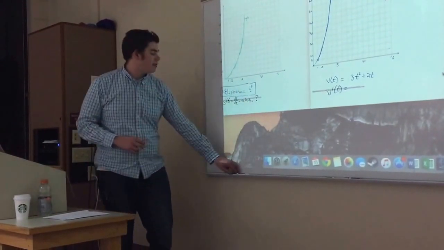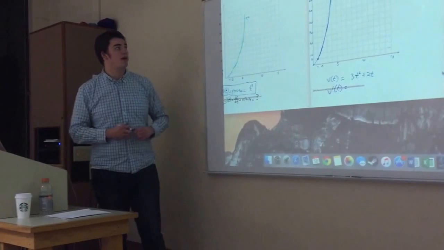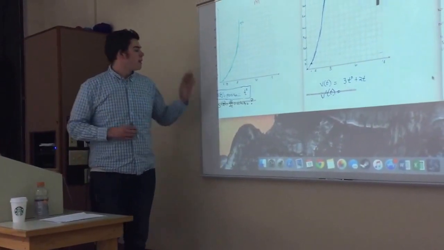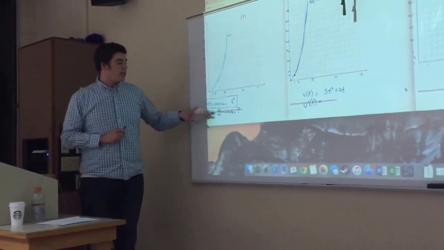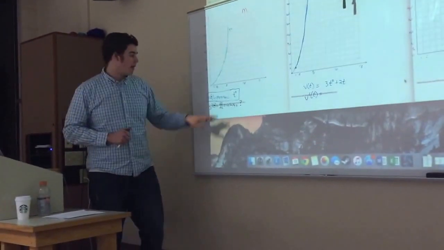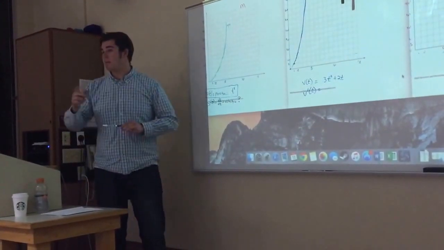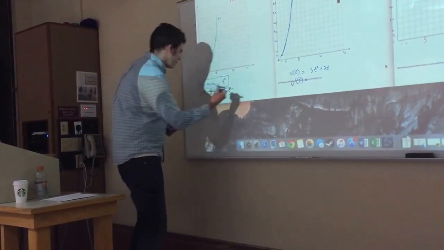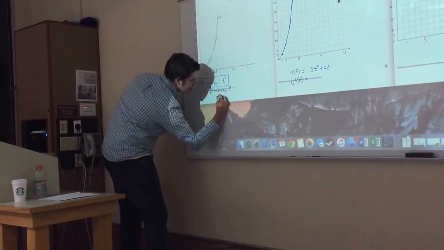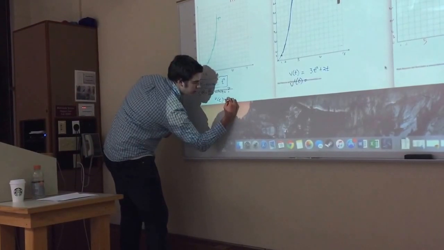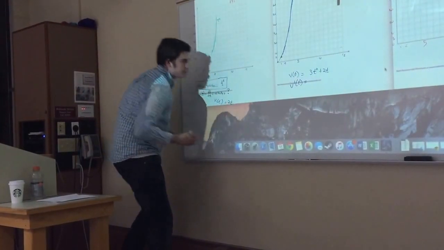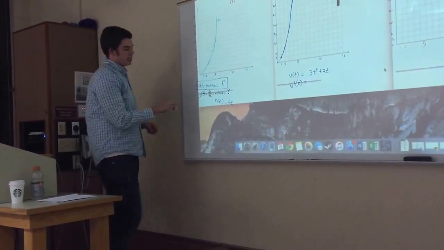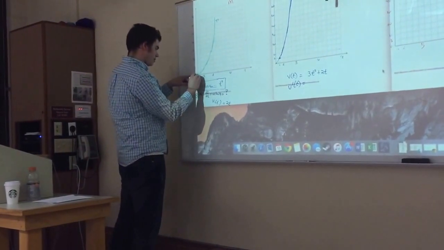Right here we have the graph s of t equals t squared. It's our position graph. What would the derivative be here? If I'm taking the derivative of t squared, what am I going to get? 2t, exactly, good job. So we know that the v of t here is going to equal 2t. And so then up on the board, that's going to look like this.